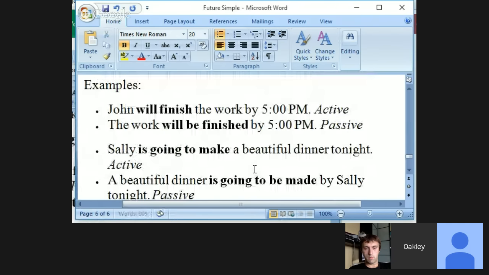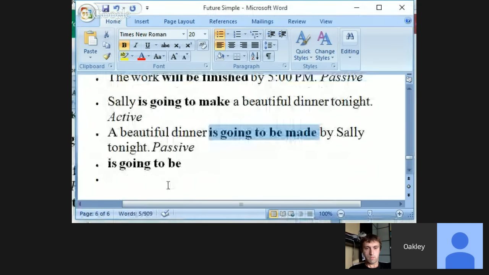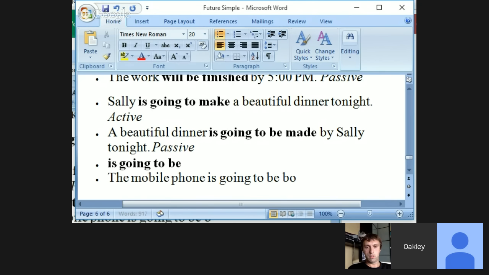Okay, let's try it out here. All right, Constantine, I don't care if you would like to use will or is going to be, but try a passive sentence. The mobile phone is going to be bought by me. Okay. All right. Great. Perfect form of the passive future simple.